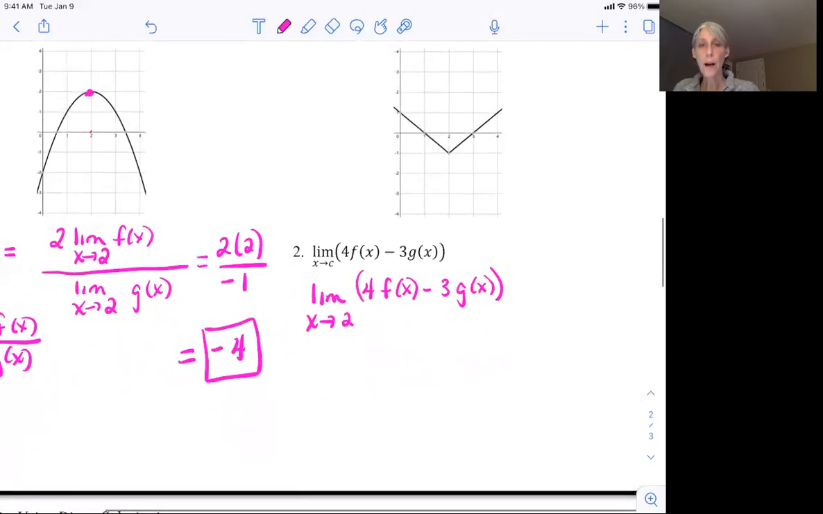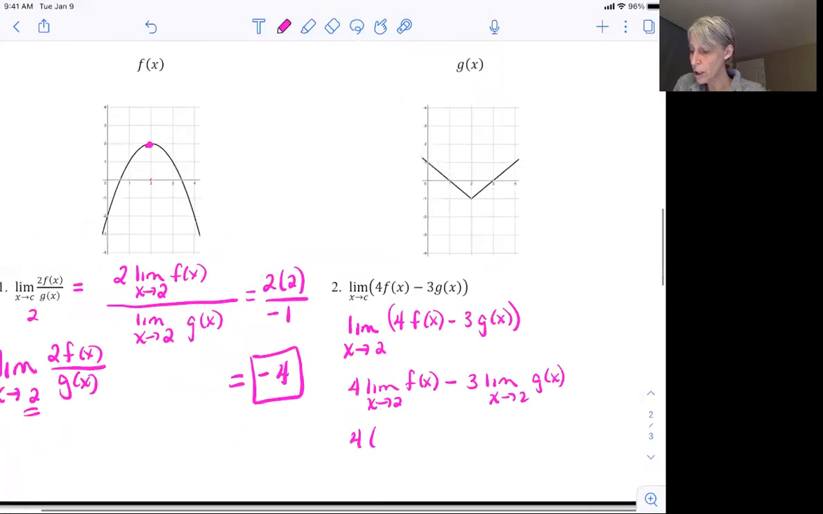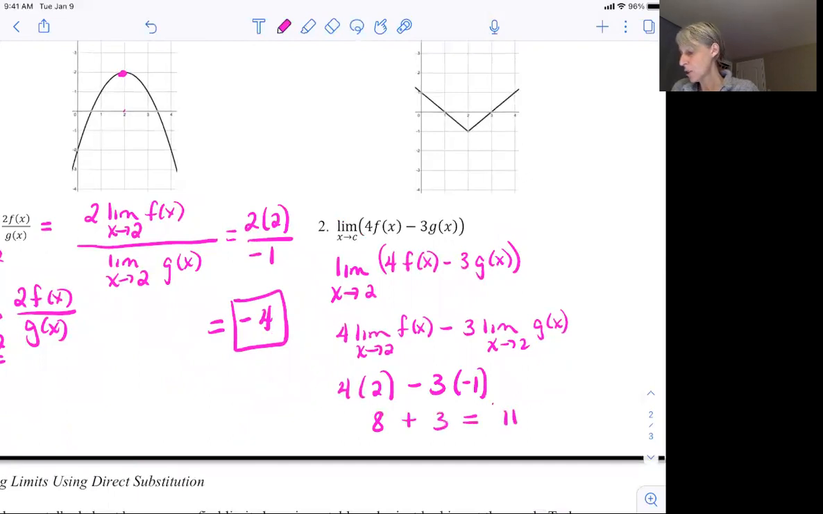Okay, so using our properties, the limit as x approaches 2 of 4 times f of x would be 4 times the limit as x approaches 2 of f of x minus 3 times the limit as x approaches 2 of g of x. Well, what is the limit as x approaches 2 of f of x? We're going to go back up to our function f, that was 2. And the limit as x approaches 2 of g of x is -1. So 8 plus 3, that answer is going to be 11.